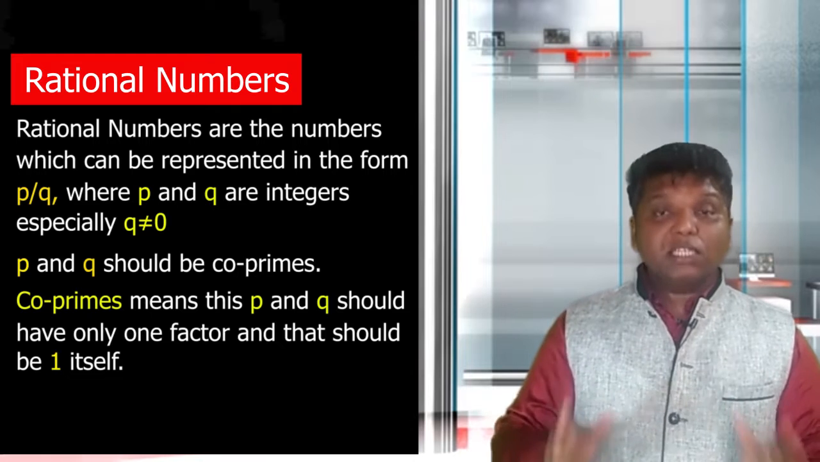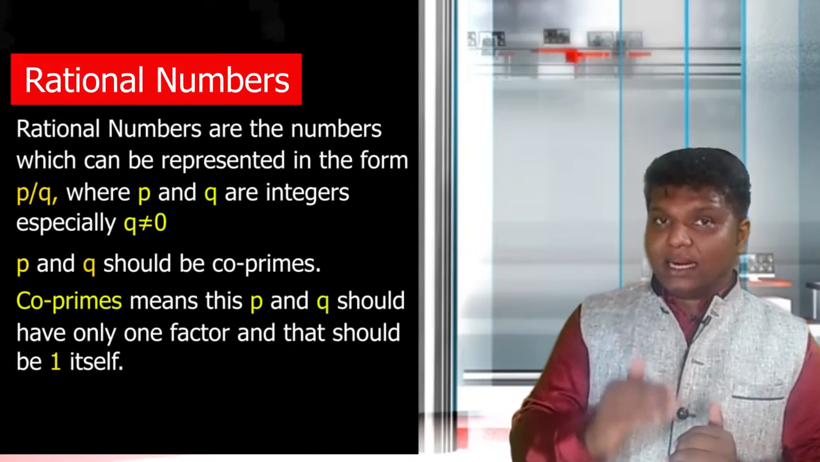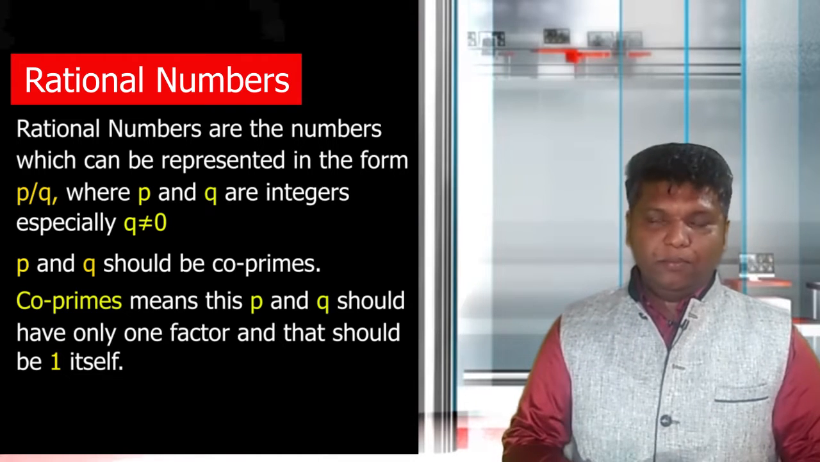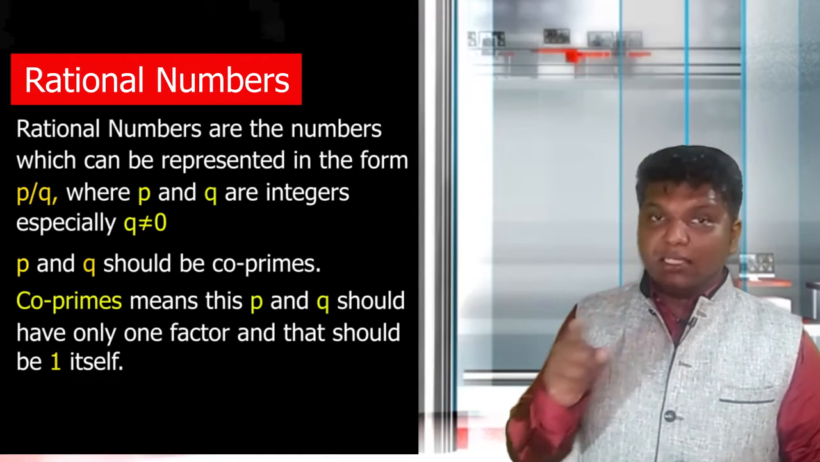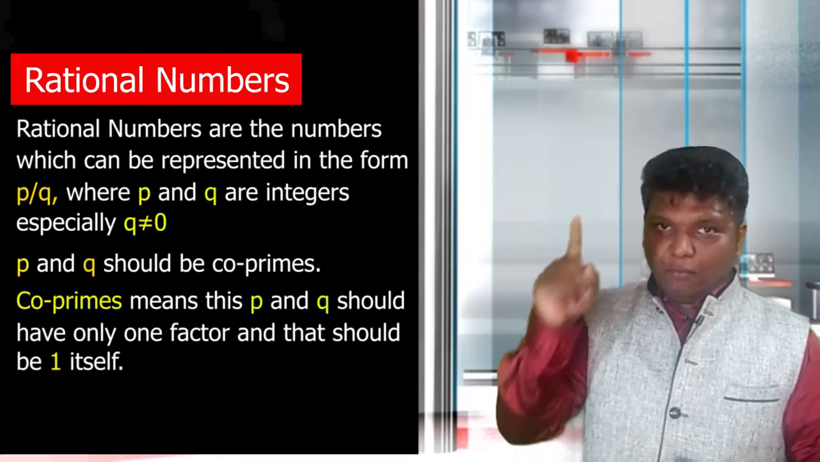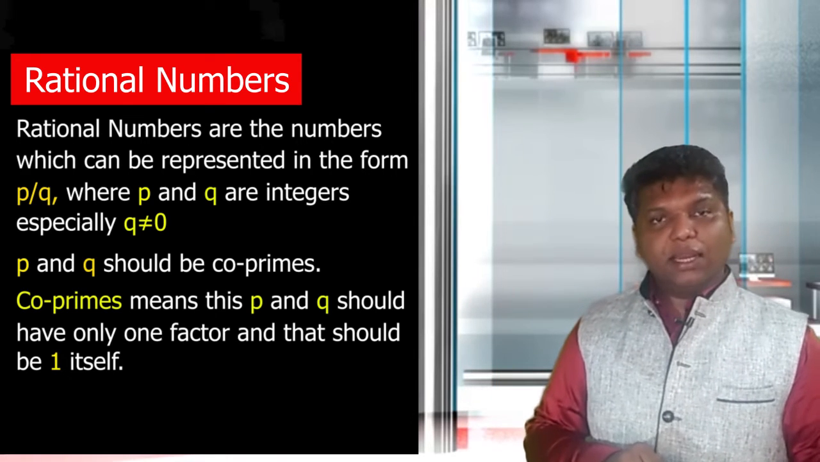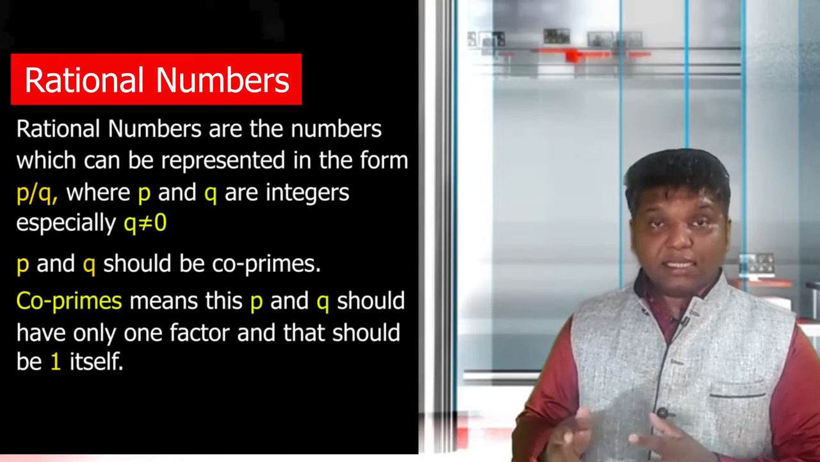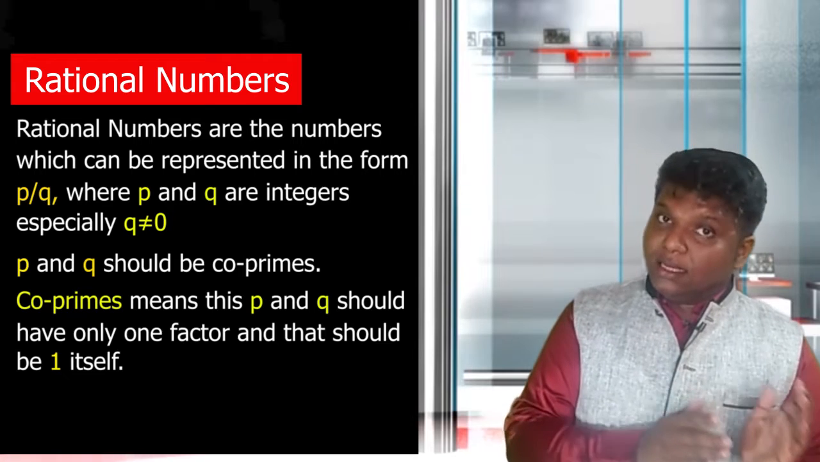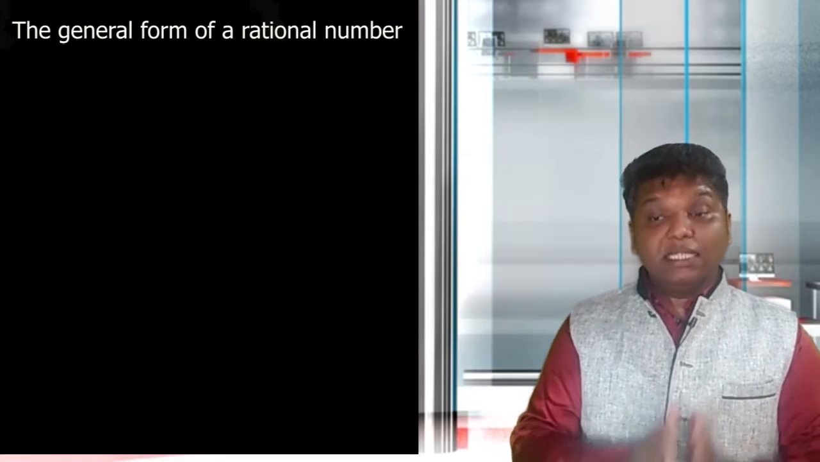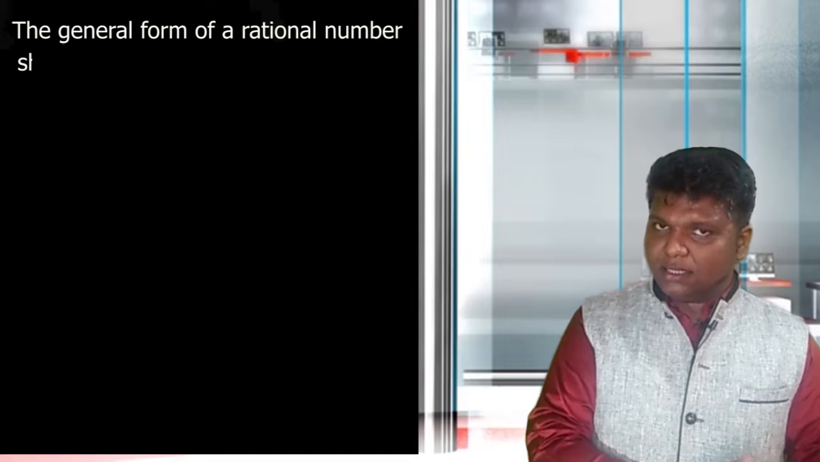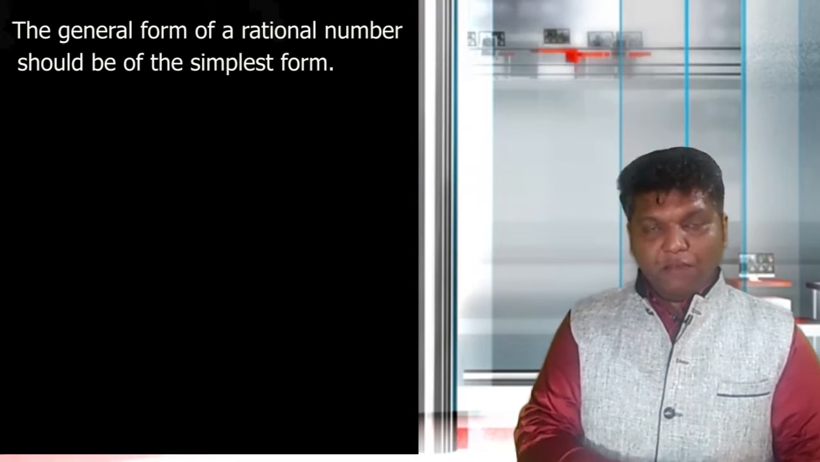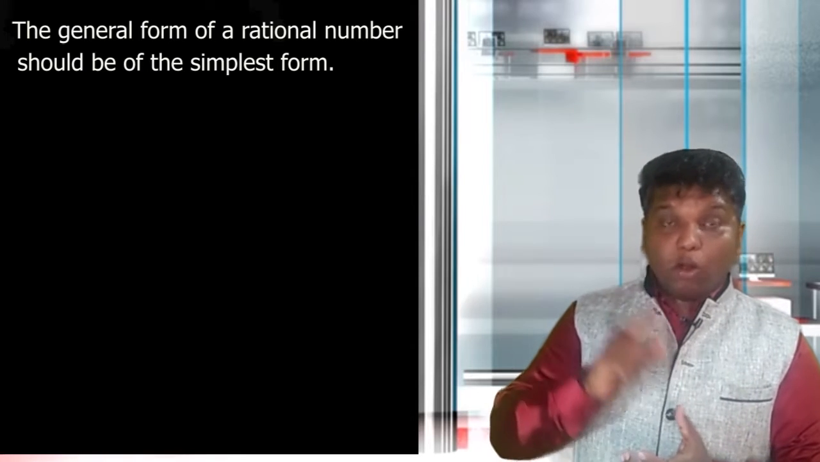In simple language, we can say it should not be possible to cut the numerator and the denominator by any other numbers. For example, 2 by 4, you can cut 2 and 4 by using the table of 2, right? So normally we can say 2 by 4 is not of the general form, even though it is considered a rational number. The general form of a rational number means it should be of the simplest form. When it comes to the simplest form, they should be coprimes.